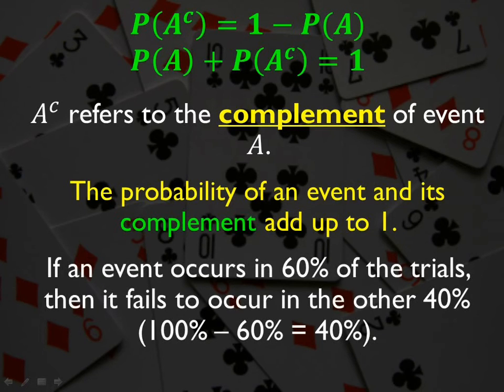So if an event occurs in 60% of the trials, then it has to fail to occur in the other 40% because those two numbers equal 100%. This rule will come in handy as you try to do some of the more complicated probability problems, keeping in mind that the probability of an event not happening is 1 minus the probability that it happens. So if the probability you will go to prom is 20%, then the probability you will not go to prom is 80%.